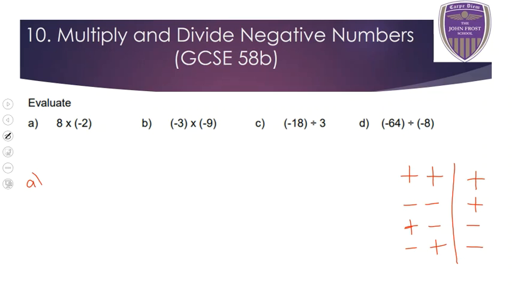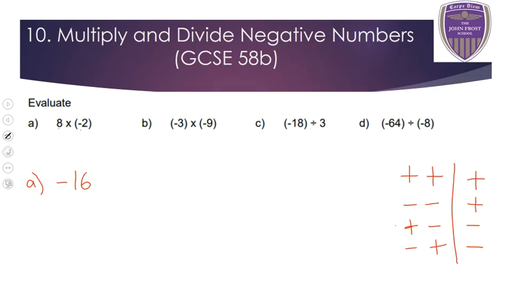Okay, so for question A, we should all know that 8 times 2 is 16. Then just look at the symbols that we're using. The 8 is a positive and the 2 is a negative. So we're using a positive and a negative together, so the answer has to be a negative.